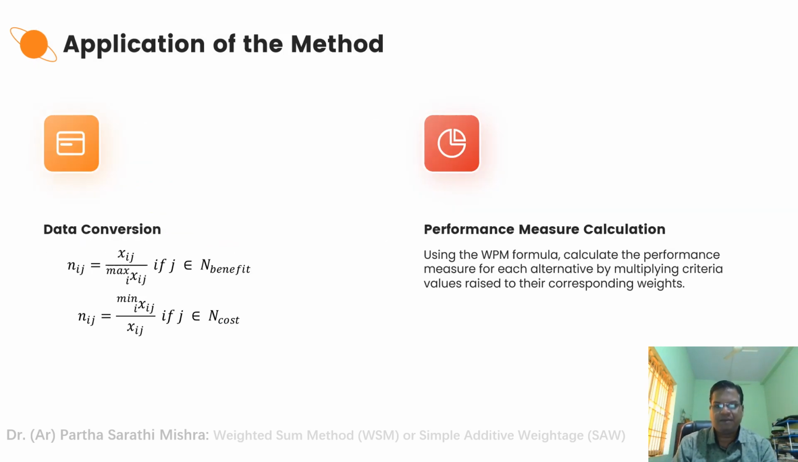Now the application of the method. Data conversion, as I discussed, for benefit and cost criteria, we have to use this particular formula. We first normalize the data following our formulas. For benefit criteria like production capacity, we divide each value by the maximum value. For the cost criteria, like maintenance hours, we divide the minimum value by each alternative's value. Then we raise each normalized value to the power of its corresponding weight. After that, the performance measurement calculations can be done.